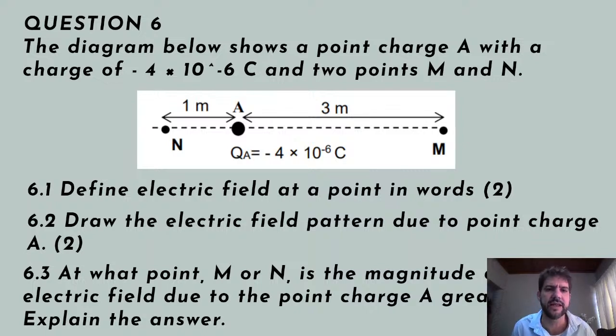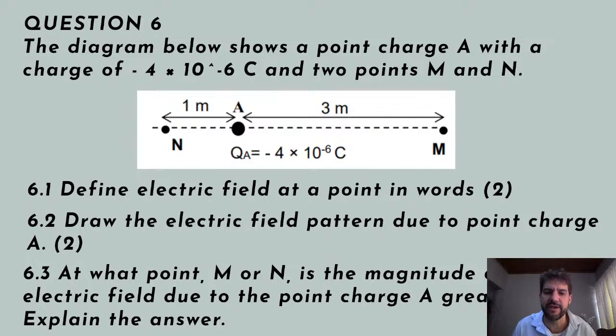So question 6 said: the diagram below shows a point charge A with a charge of negative 4 times 10 to the minus 6 coulomb and 2 point charges M and N. Now note that the only charge there is A. M and N are points, okay? So that is important. 6.1: define electric field at a point in words.